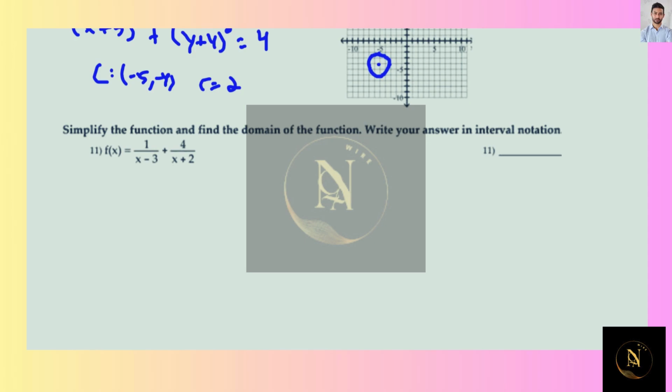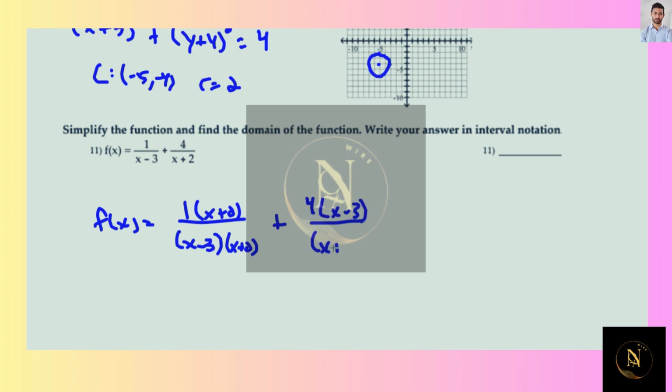Simplify. We need a common denominator to add fractions. That common denominator will be x minus 3 times x plus 2. So the first fraction will need to be scaled by x plus 2, and the second by x minus 3. That way they have the common denominator of x plus 2 and x minus 3.